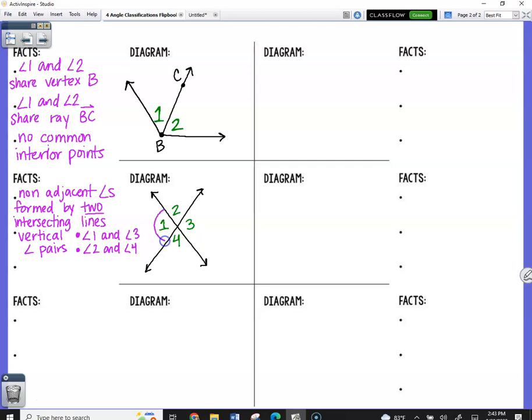1 and 3 are congruent because they're vertical. They're vertical angles. 2 and 4 are congruent because they're vertical angles. You will notice they are directly opposite of each other, right? Let's go ahead and write right here that they are congruent. Remember that looks like this, to each other.